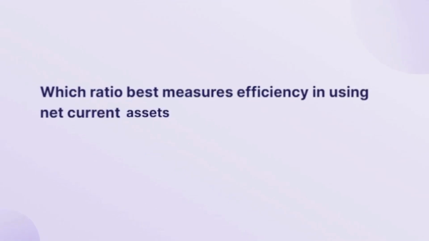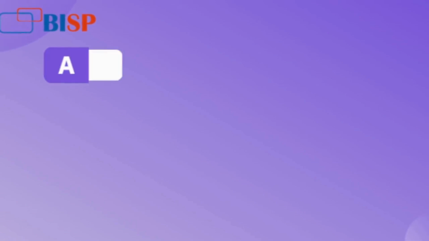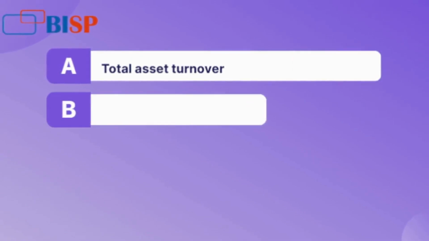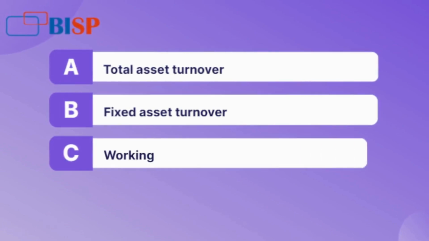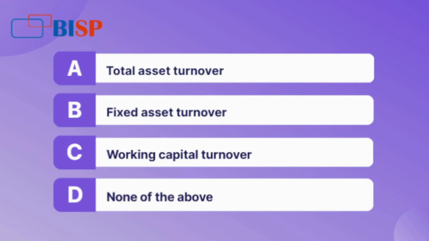Which ratio best measures efficiency in using net current assets to generate revenue? A. Total asset turnover. B. Fixed asset turnover. C. Working capital turnover. D. None of the above.